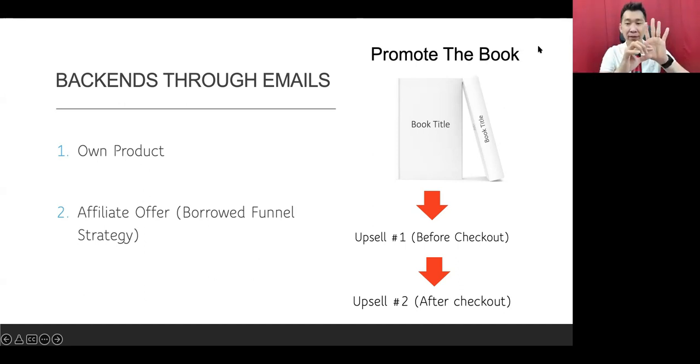Once that's done, after they purchase this, they will see another offer, and this is called upsell 2. Now, this is after the checkout, after they have paid by credit card. And after they buy this or don't buy this, they will go to the thank you page. Again, we will explain more about this later on. So this is basically the simplest bare minimum funnel for the book.